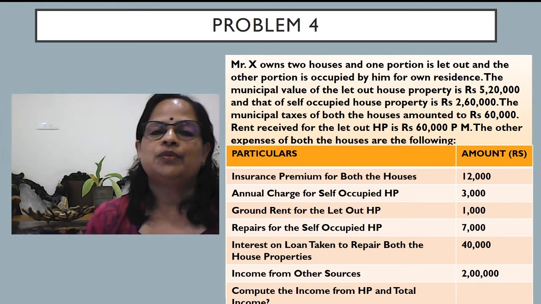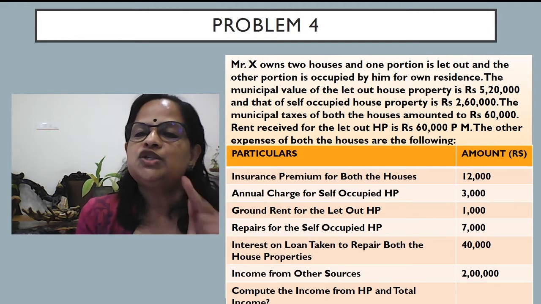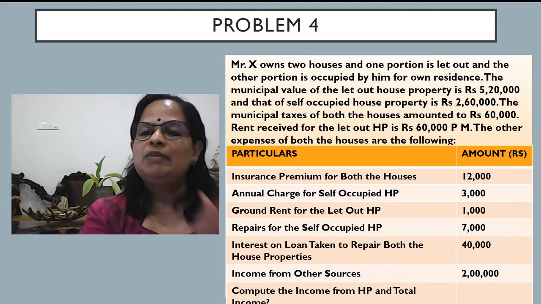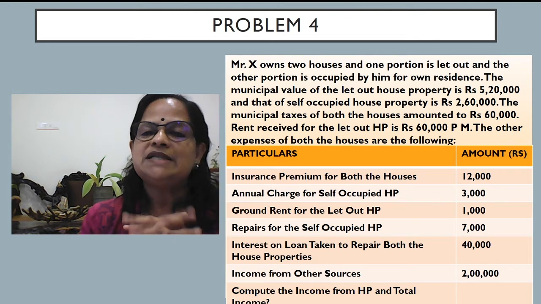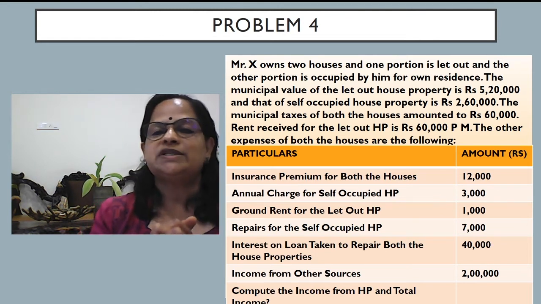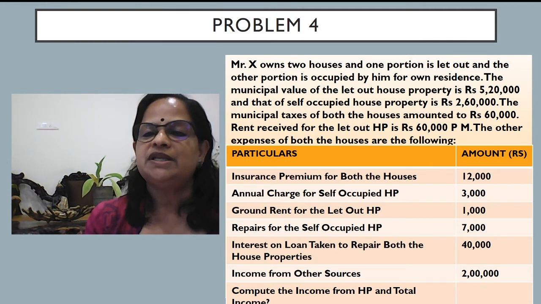Now problem 4. Mr. X owns two houses and one portion is let out and the other portion is occupied by him for own residence. The municipal value of the let out house property is 5,20,000 and that of self-occupied house property is 2,60,000. So one will be let out, one will be self-occupied. Computation will be different. Municipal taxes of both the houses amounted to 60,000. So rent received for the let out house property is 60,000 per month.